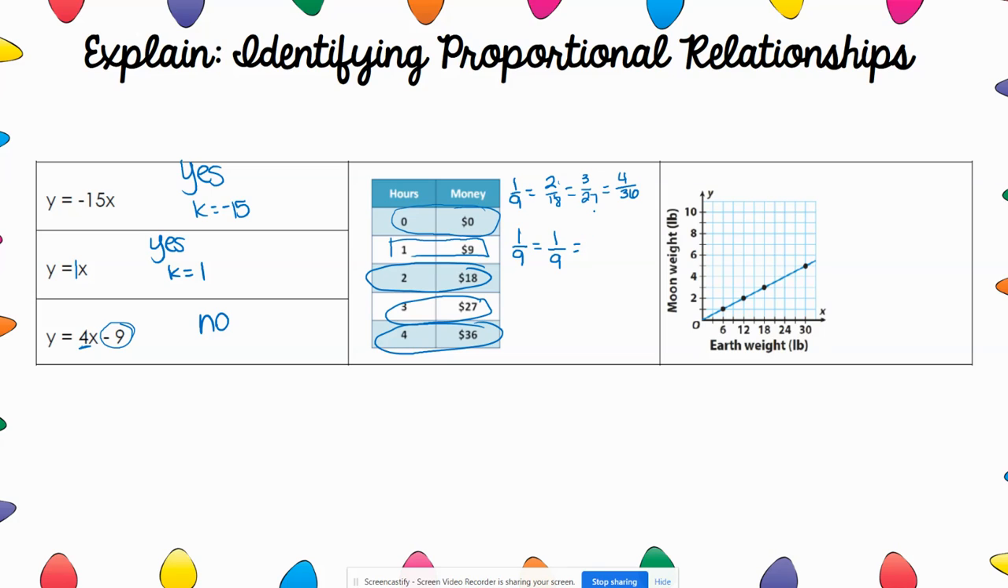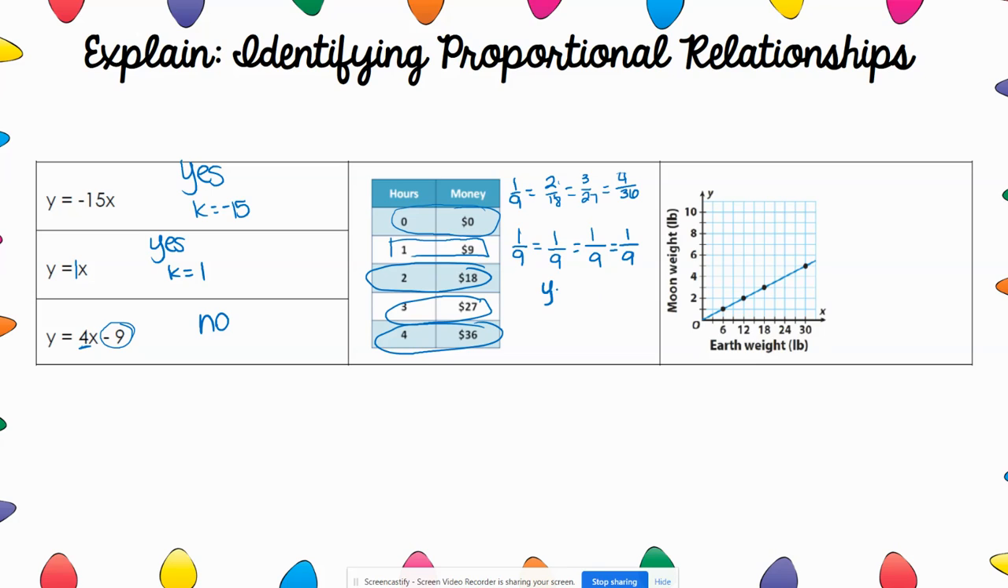Next, I have 3 over 27. Well, 3 divided by 3 is 1, and 27 divided by 3 is 9. And finally, I have 4 over 36. Well, both of these can be divided by 4. 4 divided by 4 is 1, and 36 divided by 4 is 9.